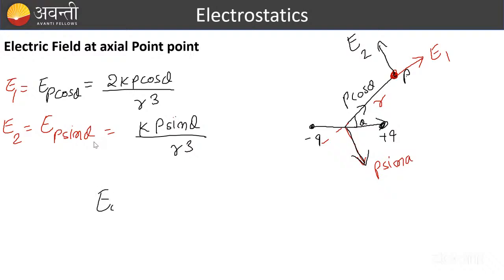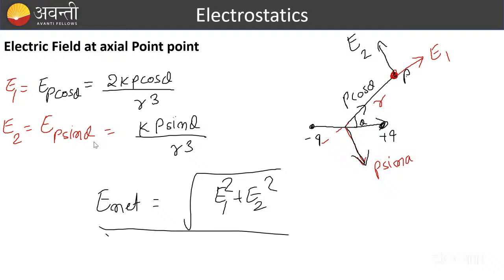Now how will you calculate the net electric field? You will simply do E1 squared plus E2 squared, and take the square root. Is it clear, everyone? If yes, let me know. If there is any other doubt, you can tell me.